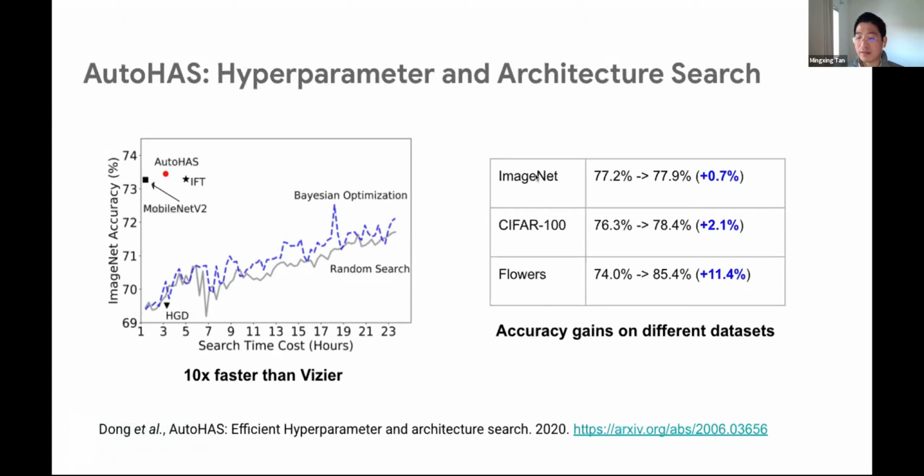And on some datasets like ImageNet, CIFAR, or Flowers, we also improve accuracy by a reasonable margin. For ImageNet, the accuracy gain is limited. I guess one of the reasons is that ImageNet is usually well-studied and well-tuned by a lot of researchers. But for some other datasets like Flowers, which are less heavily tuned, by tuning these hyperparameters we can get much better accuracy, like an 11% accuracy gain.